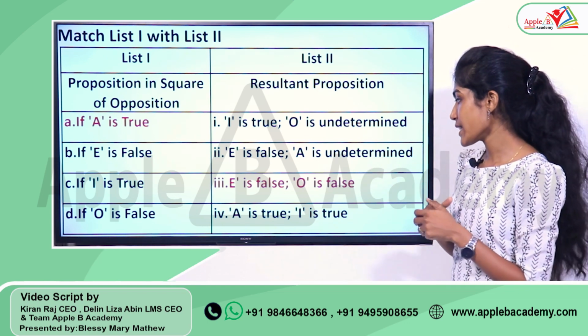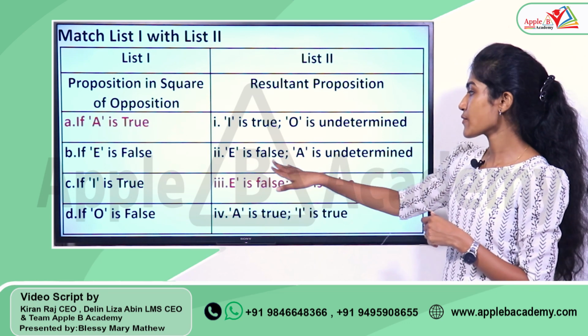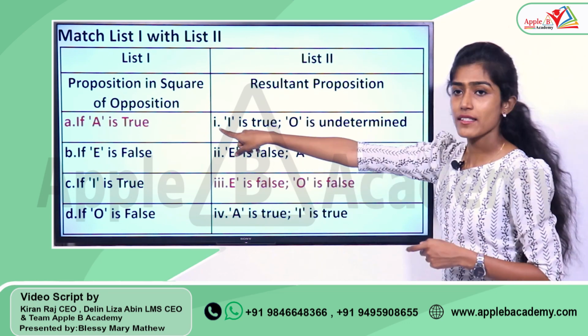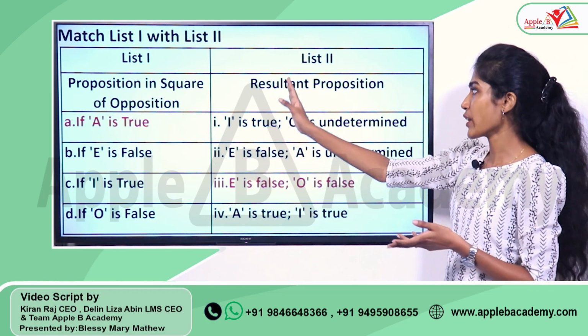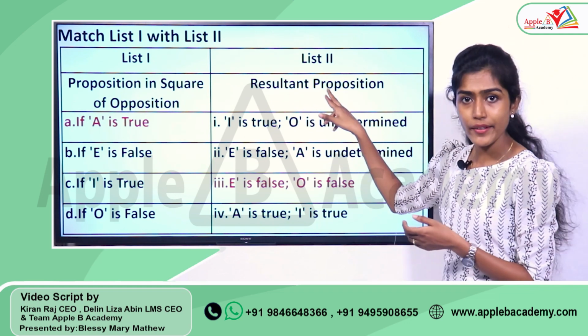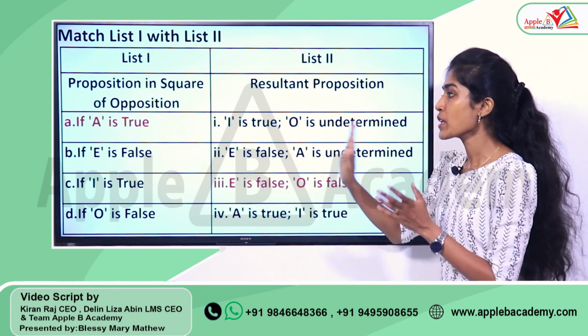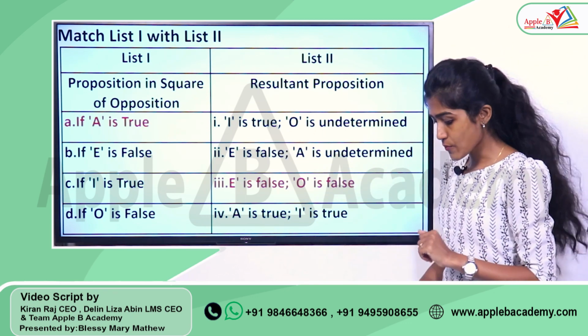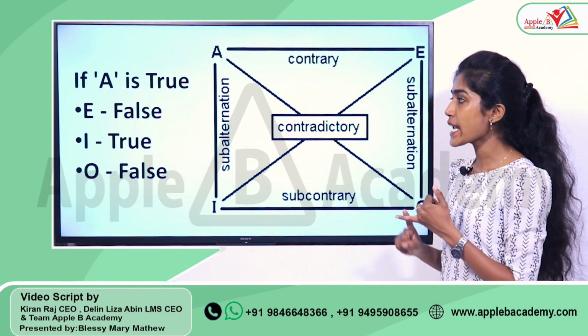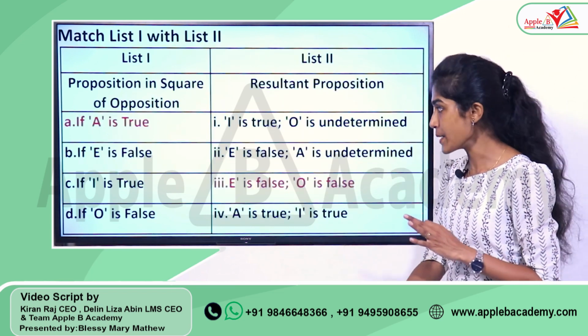In that case, we can just eliminate these 2 options. E is false, A is undetermined, but A is what we are focusing on, so you don't have to find A in the resultant proposition. You can just eliminate these 2 options and consider these 2. From what we have discussed, we already said that if A is true, E will be false, I will be true, O will be false.